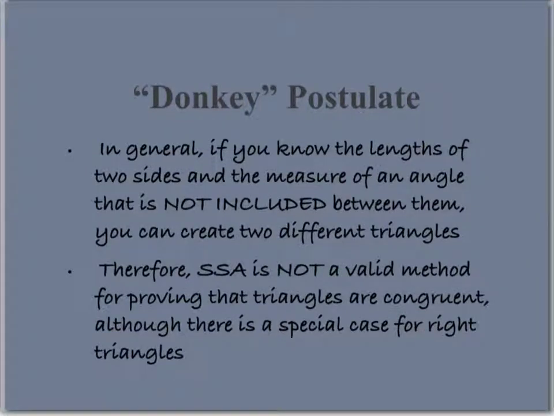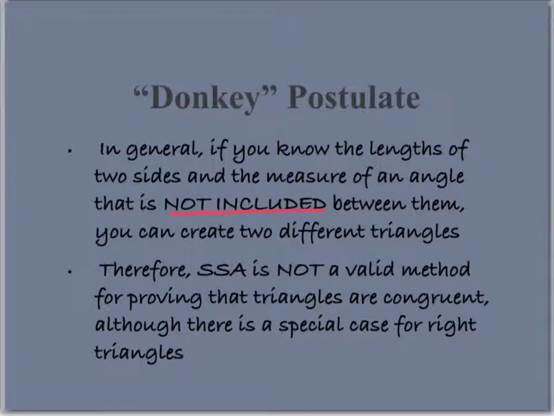Okay, I want to introduce you to the donkey postulate. This is actually a postulate that does not work. Let's explain why. It says in general, if you know the lengths of two sides and the measure of an angle that is not included, this is why it's so important to know what included means. If it's not in between them, you can actually make two different triangles. So if one person picked one of the triangles, it would not be congruent to the other triangle if the other person picked the other. If you can make two different ones, you can't say those two triangles are congruent because they're different.